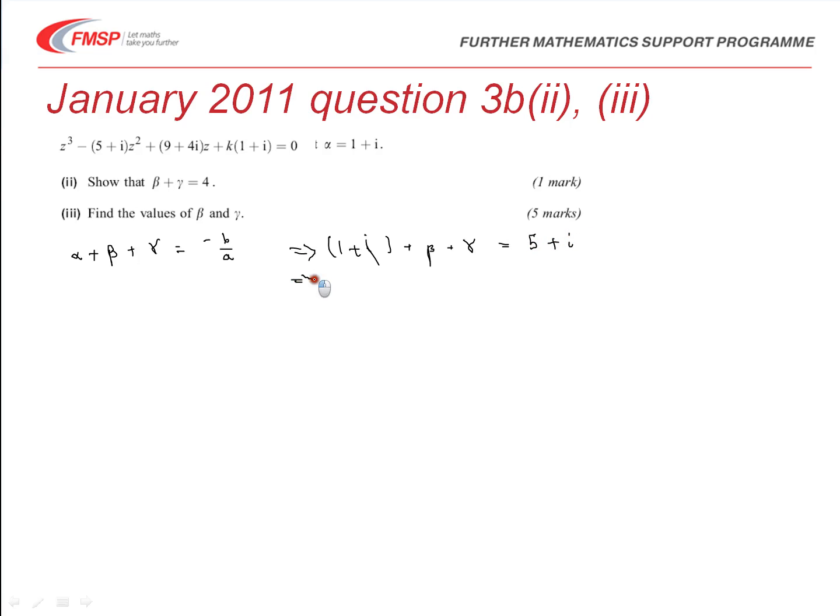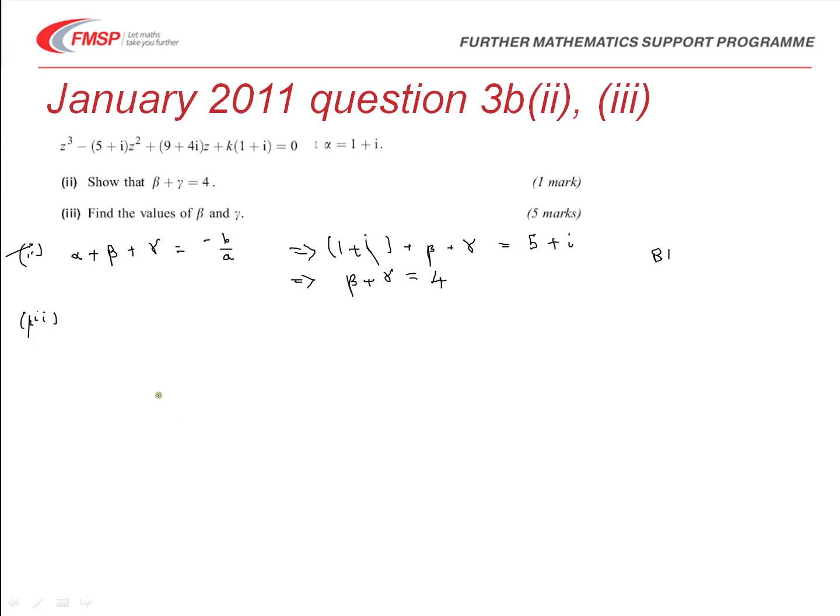And so that's the case. Subtracting the 1 plus i from the other side, that gives us that beta plus gamma equals 4. Okay, and there's just 1 mark for showing that result. Then into part 3. Okay, we've got to find the values of beta and gamma.